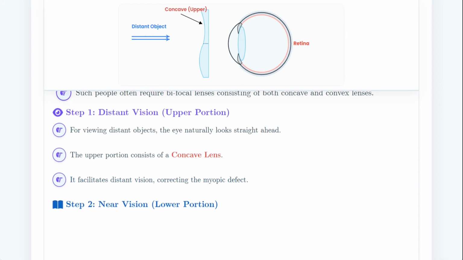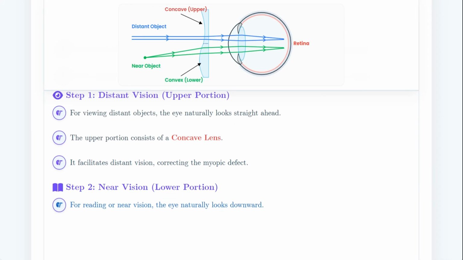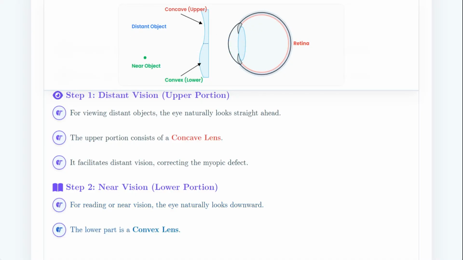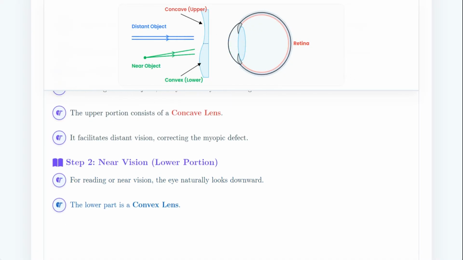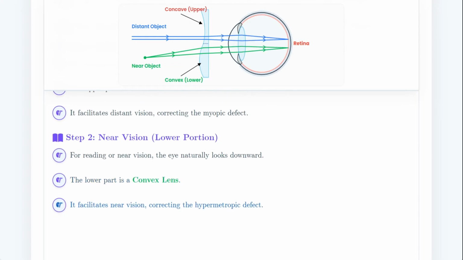Now, let's analyze the lower portion. For reading or near vision, the eye naturally looks downward. The lower part is a convex lens. It facilitates near vision, correcting the hypermetropic defect.